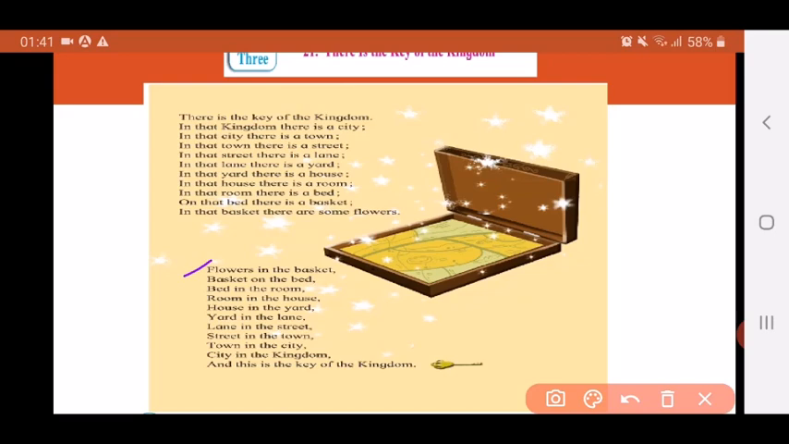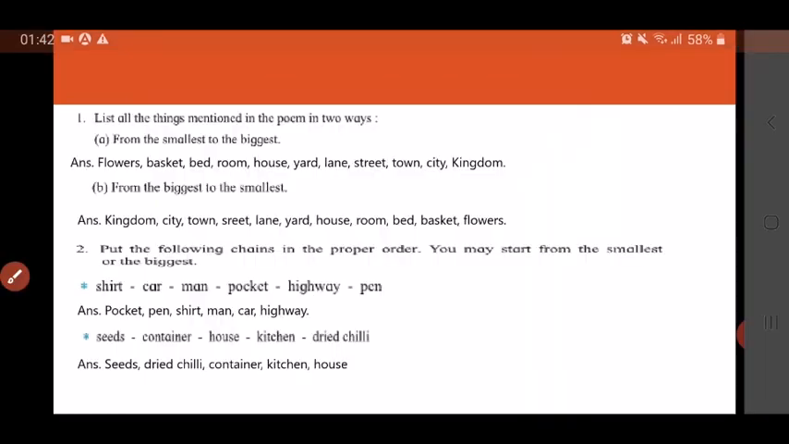So have you seen, children? Now we have said the same lines, but we started with the last line from the first paragraph. We started with flowers and we ended with the biggest thing in the poem, which is kingdom.